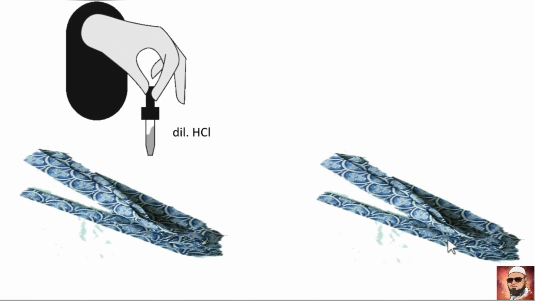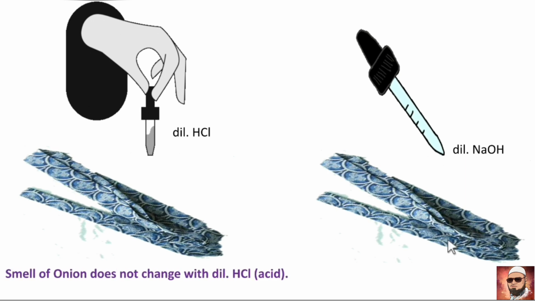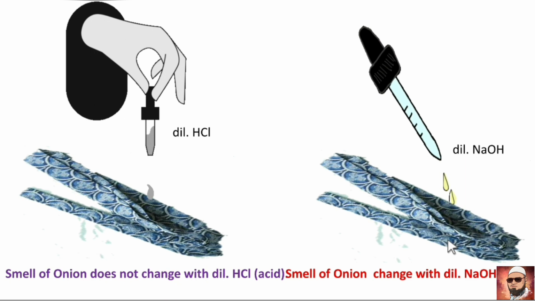Keep 2 strips of onion olfactory indicator cloth on a clean surface and put a few drops of dilute HCl on one strip and a few drops of dilute NaOH on the other. Wash both the strips separately with distilled water and again check their odor, smell, and note the observation. The smell of onion does not change with dilute HCl, that is acid, and the smell of onion changes with dilute NaOH, that is base.